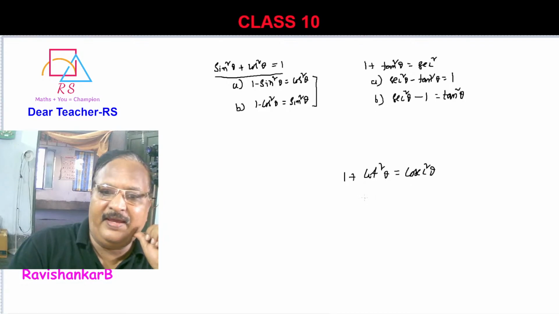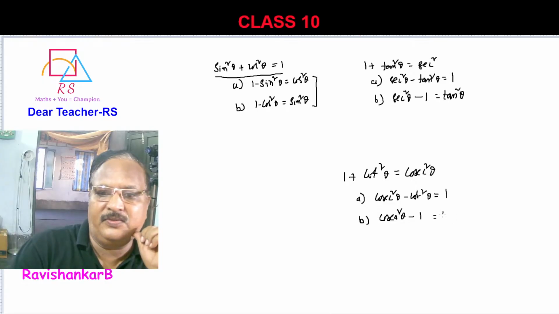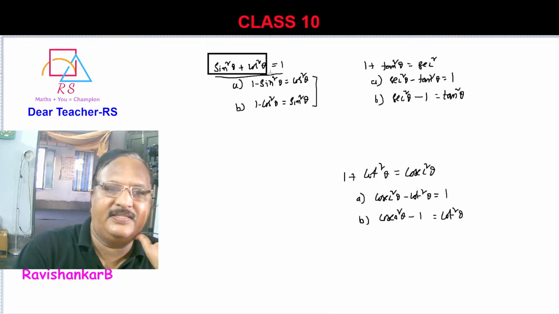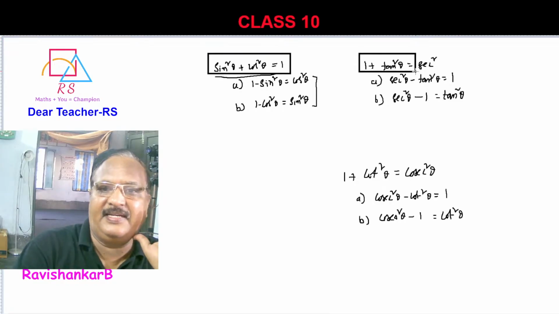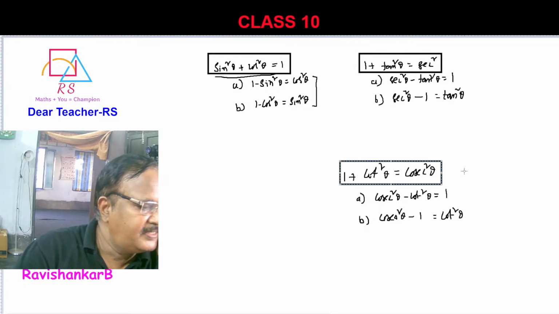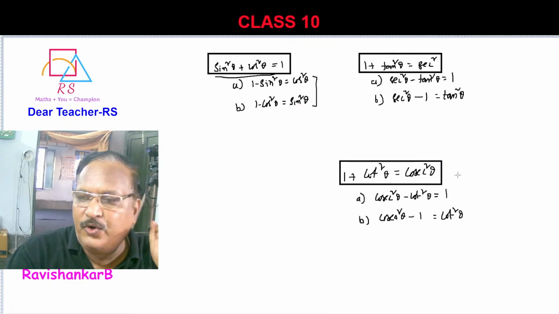In the same way, I need not tell you, you will automatically write. Cosecant square theta minus cot square theta is equal to 1, and cosecant square theta minus 1 is equal to cot square theta. So don't think that identities are only these three things. These are identities, and the remaining things are sub-identities, or you can call them corollaries. So I hope you have understood.